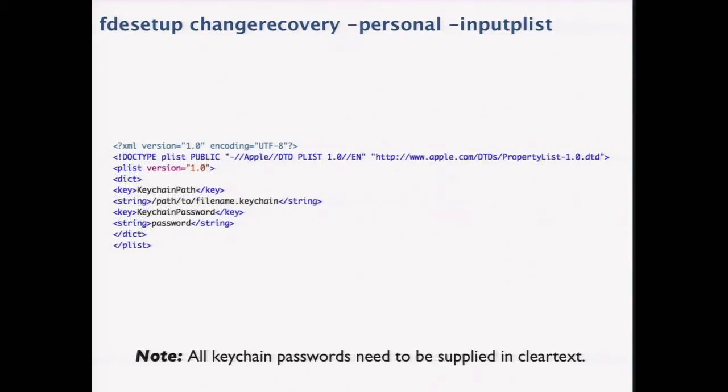Now, if applicable, you can also import a plist that contains the public and private key for an institutional recovery key. So for the keychain path key, you'll need to provide the file path to the keychain for the plist value, and for the keychain password key, you'll need to provide the password that unlocks that keychain. This is new.